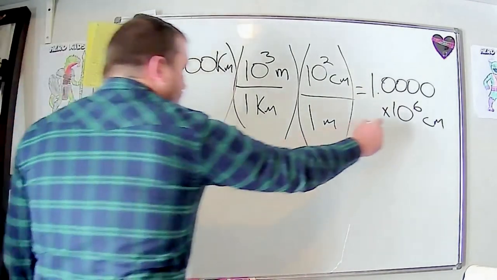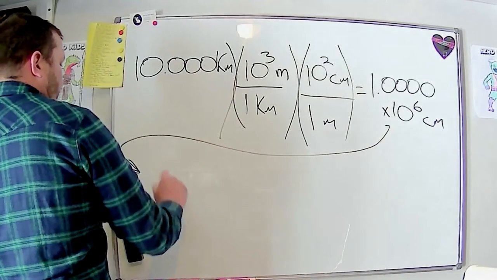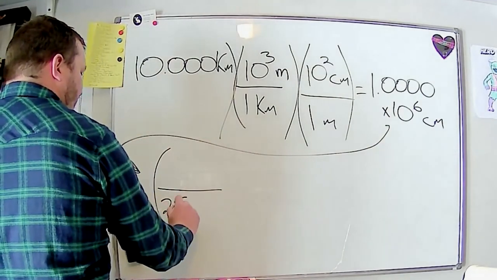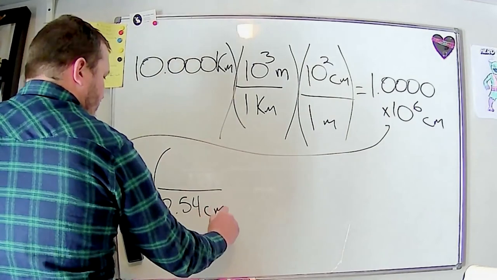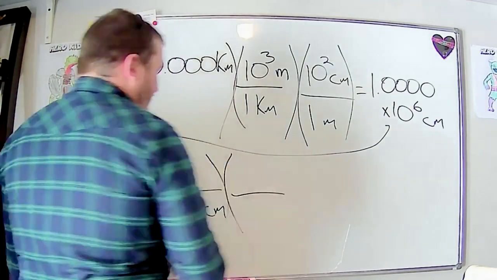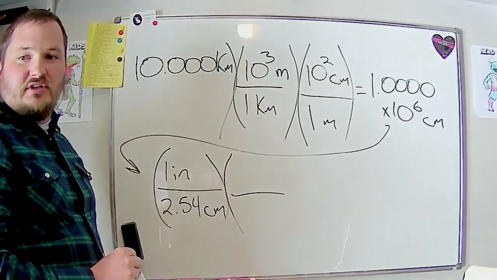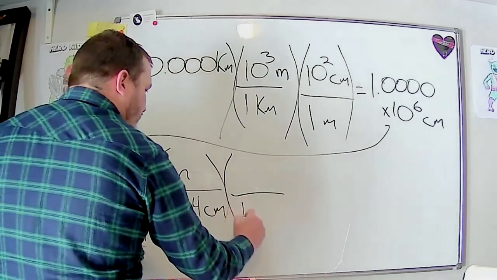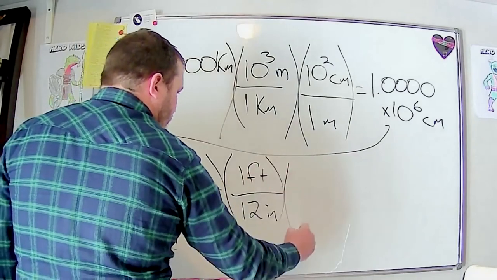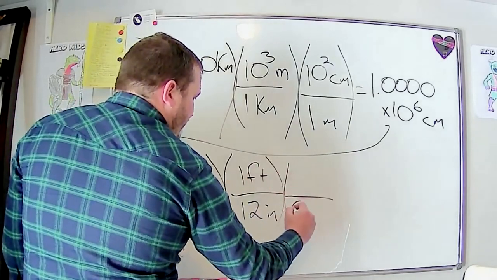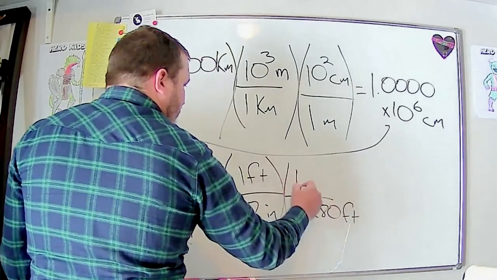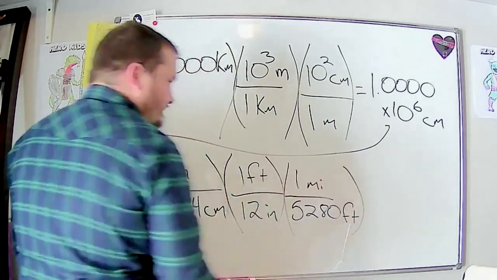If we take that in and start another conversion, we're going to cancel out centimeters and be left in inches. 2.54 centimeters is 1 inch. We're trying to get to miles, so we want to go to feet first. Inches to feet. 12 inches is 1 foot. And 5,280 feet is 1 mile.